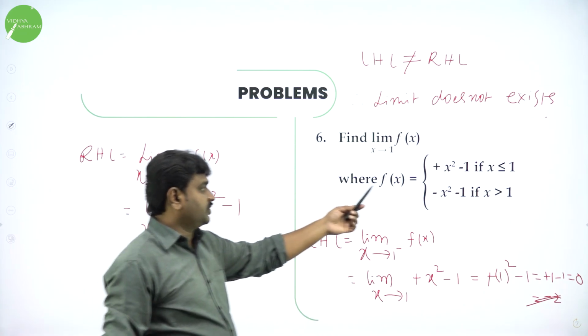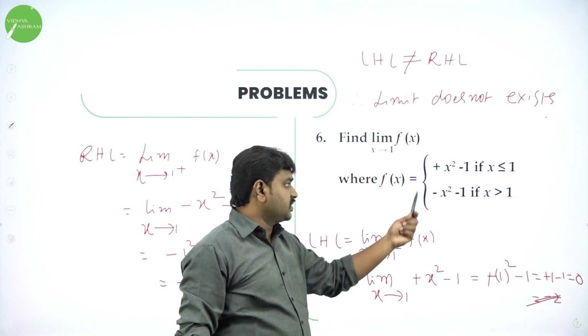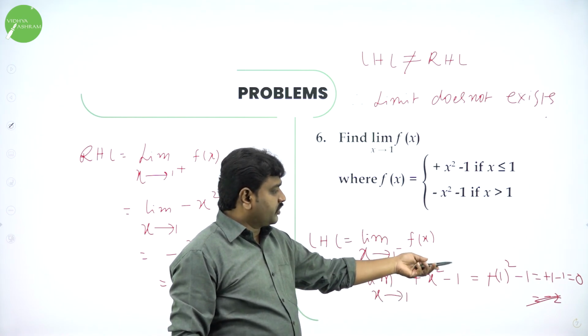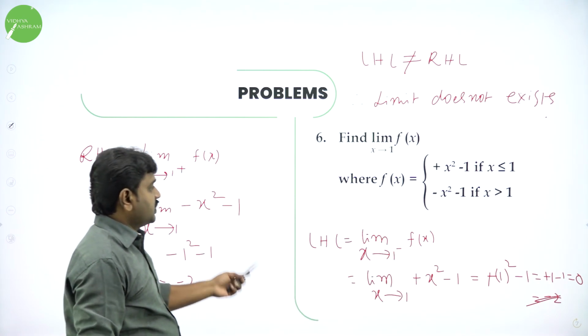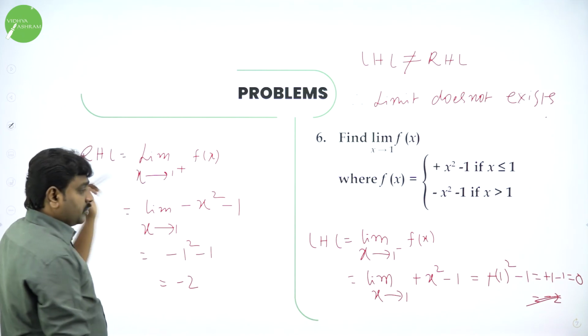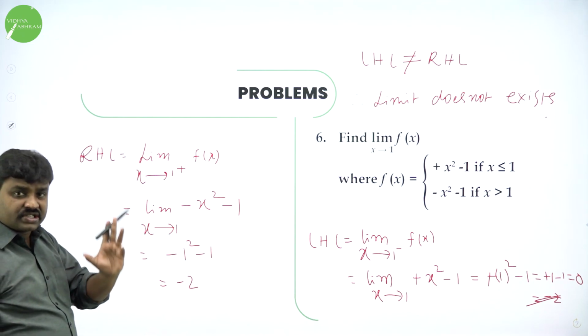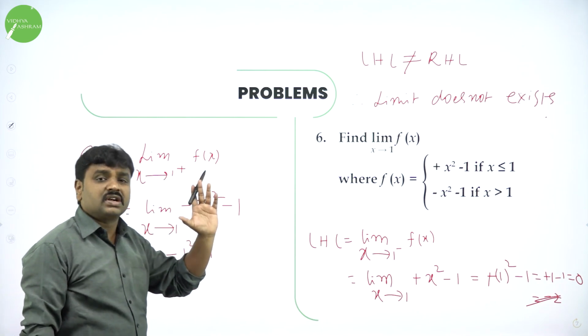Now for x less than 1, this is the function. For x greater than 1, this is the function. I substituted. In the first case I will get 0, the LHL. For the RHL, I will get minus 2. So minus 0 and minus 2 are not the same. So LHL is not equal to RHL. Therefore, the limit does not exist.